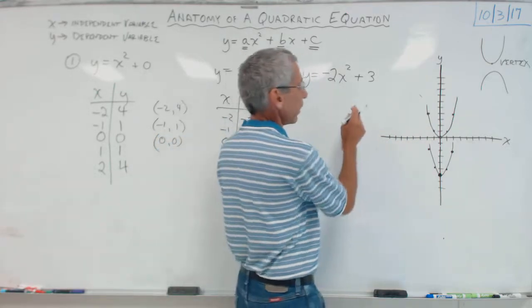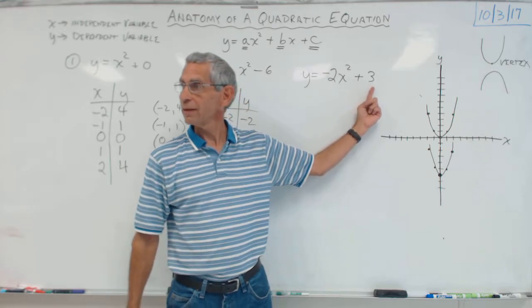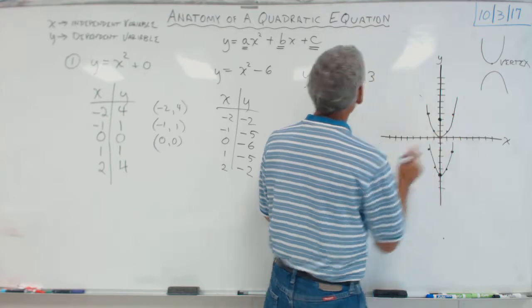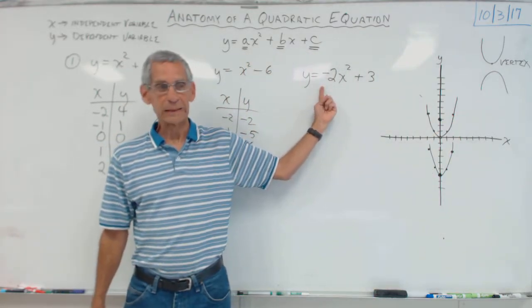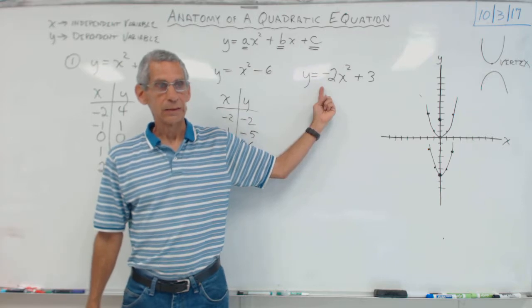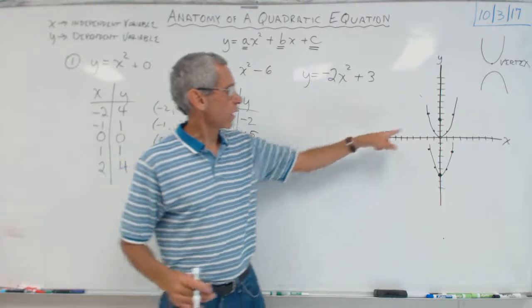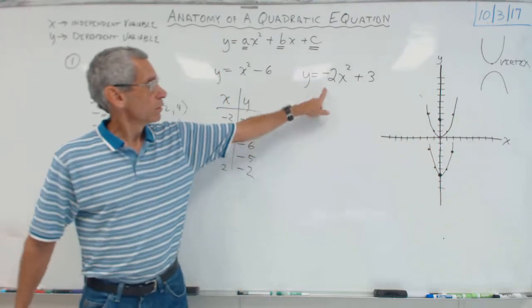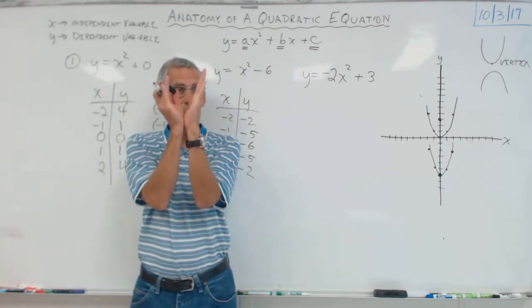And where is it going to be on the y-axis? At C, at 3. So I know it's going to be right there. What does A tell me? If it's positive, then the parabola is happy, but it's not, so it's going to go down. It's a negative A, so it's sad, not happy like these two. The 2 tells me it's going to be a little skinnier, right?